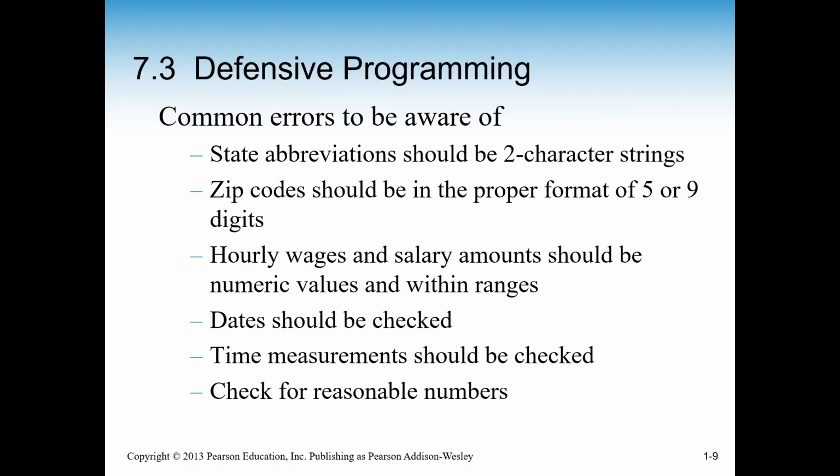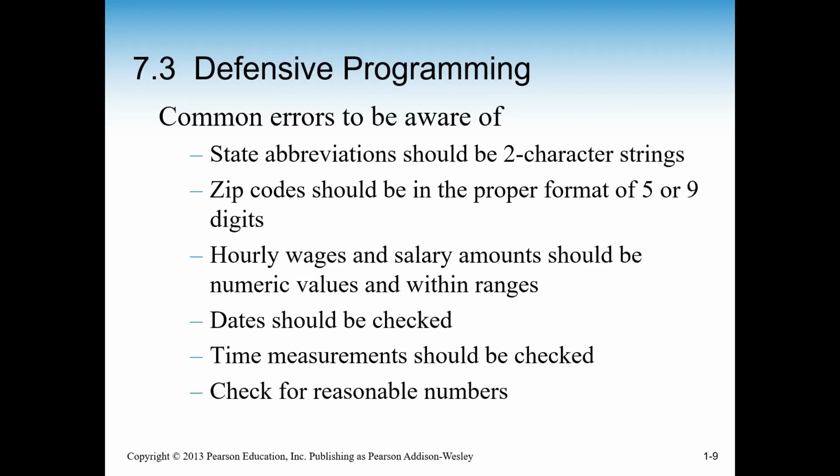Other common errors to be aware of: a state abbreviation should be a 2-character string, and they just say IND, right, for Indiana? Or a zip code should be in the proper format of 5 or 9 digits. They could forget the dash, all kinds of things. Hourly wages and salary amounts should be numeric values and within ranges, right? As I said, nobody works 1 million hours or earns $1 billion an hour. You wish.